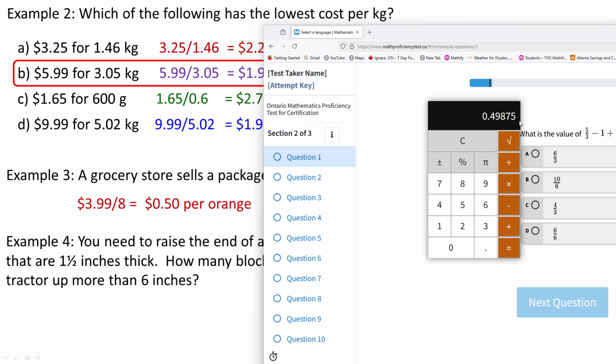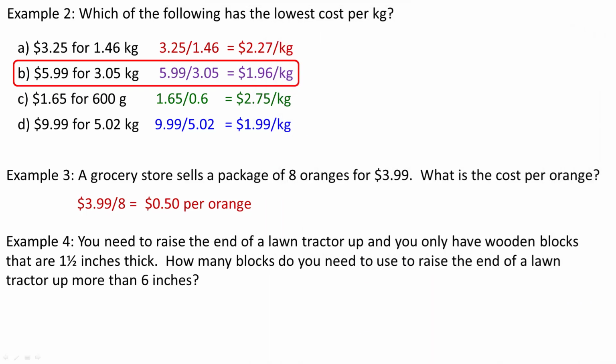Now, if it's money, you normally round money to 2 decimal places. So we want to round to this place here. That 8 makes the 9 round up to a 10. So that's why this would round to 50 cents, because you would carry that 1 up here and it would be 0.50. So 50 cents, or half a dollar, per orange.